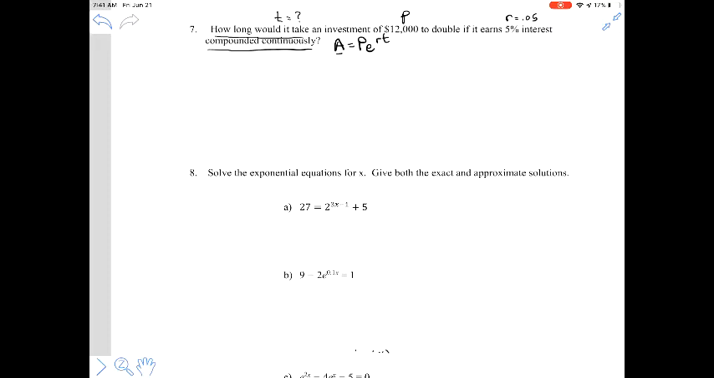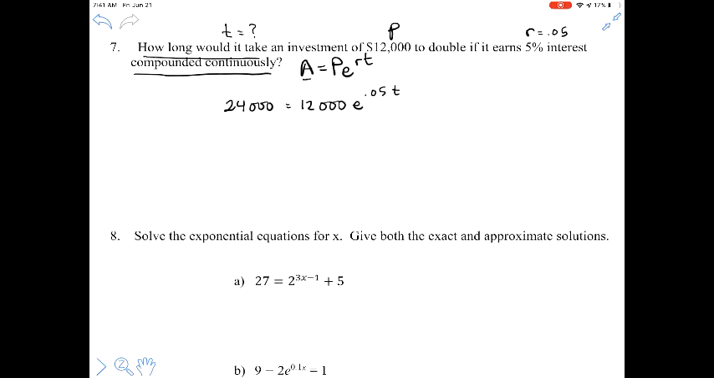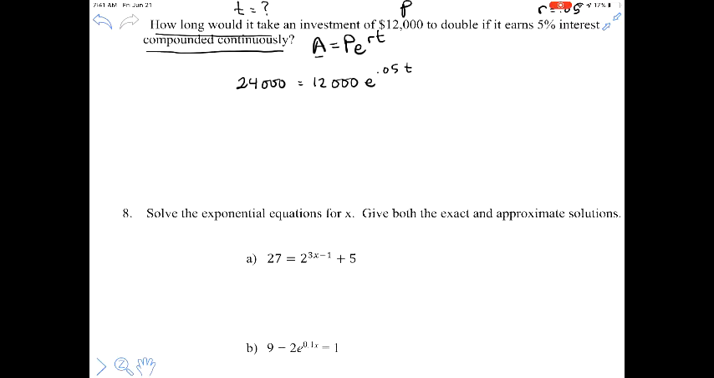So I need to know a future amount, and it's going to double. The future amount means it's going to be 24,000. The principal investment was 12,000. We have to solve for t. Now, t is an exponent. We can't solve for variables if they're exponents. It means we got to cancel a base. So I need to isolate this term here before I can cancel that base e. So divide by the 12,000.